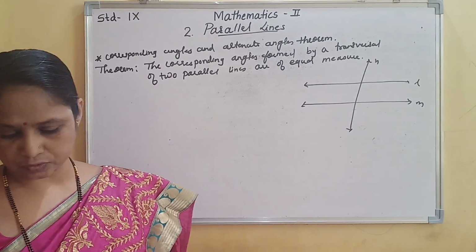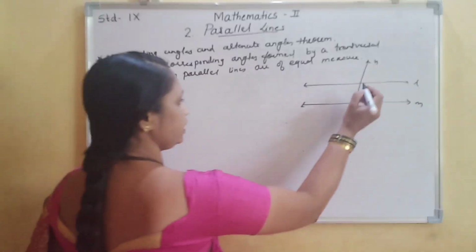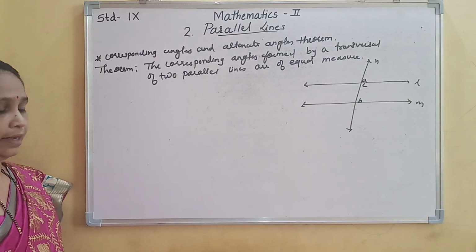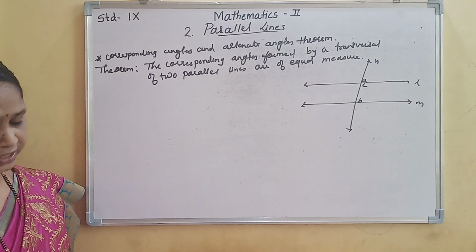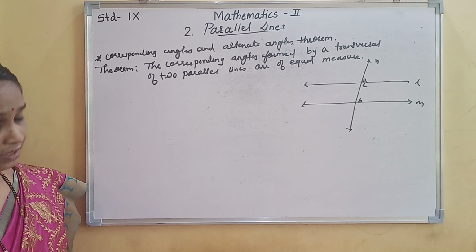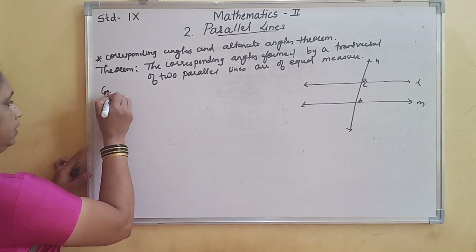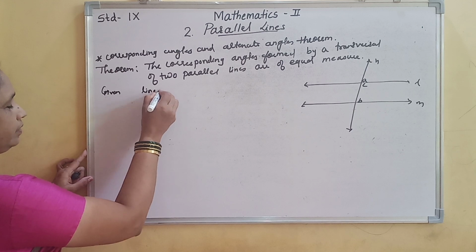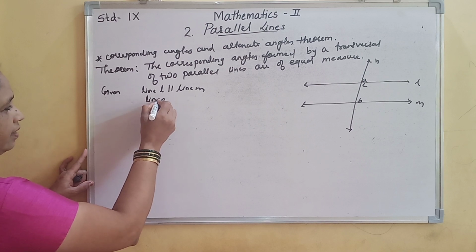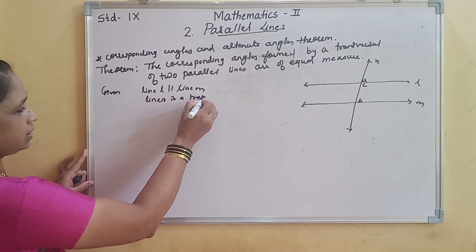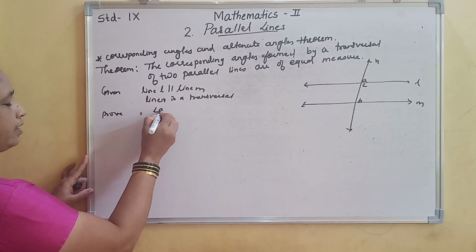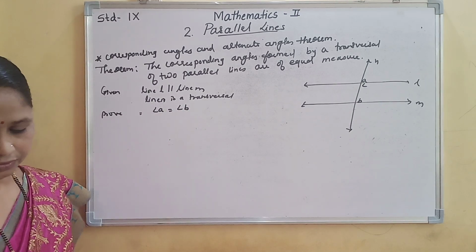Now which type of angles do we have to form here? The corresponding angles. Okay, so here we'll write A, B, C. Now A and B are the corresponding pair of angles. A and B are corresponding, they are equal, that we have to show. Now what is given? Given is line L is parallel to line M, and line N is a transversal. And what do we have to prove? We have to prove that angle A is equal to angle B.